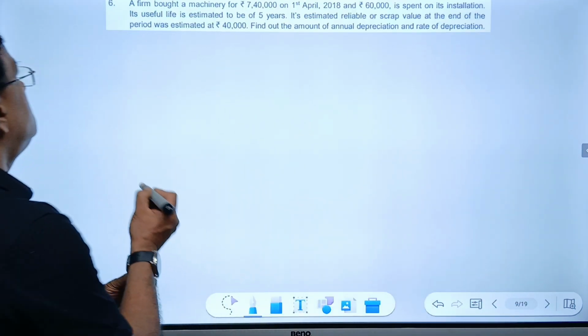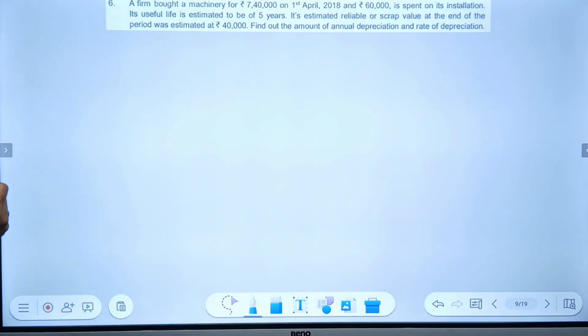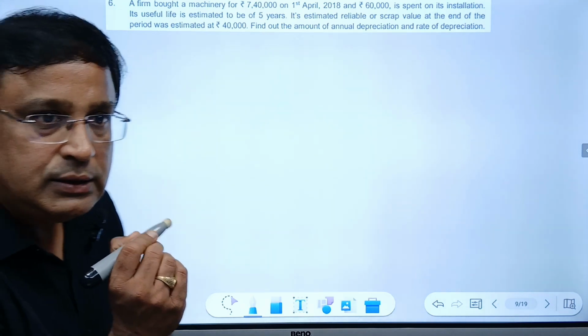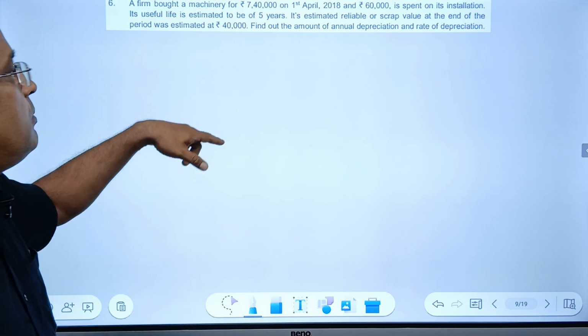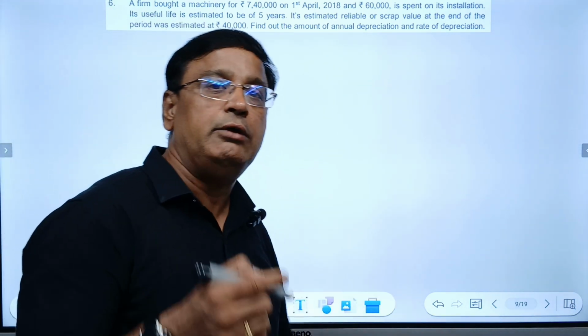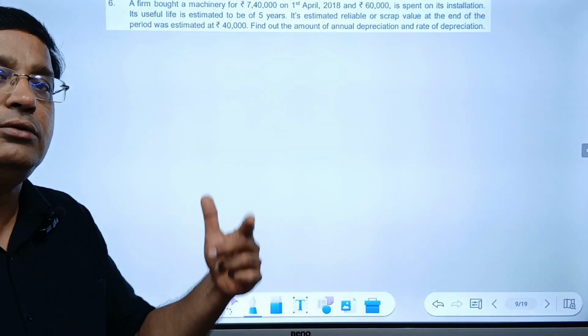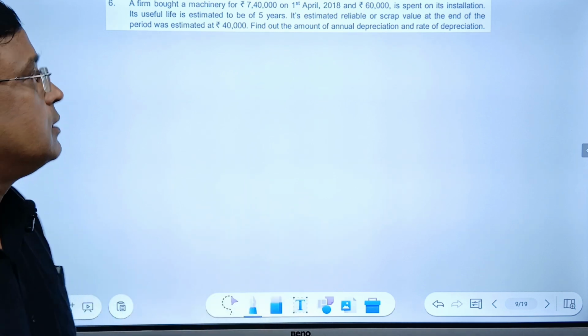Now let's go to the third question. Actually, I am grouping all the problems together. All the straight line method problems, I am putting them together. That is why after the first and second problem, I go to question number 6. I will do 7 and 8 and then come back to 3, 4, 5 because they are different methods.